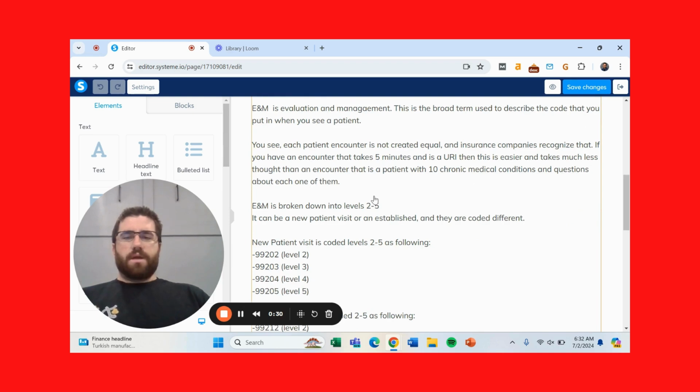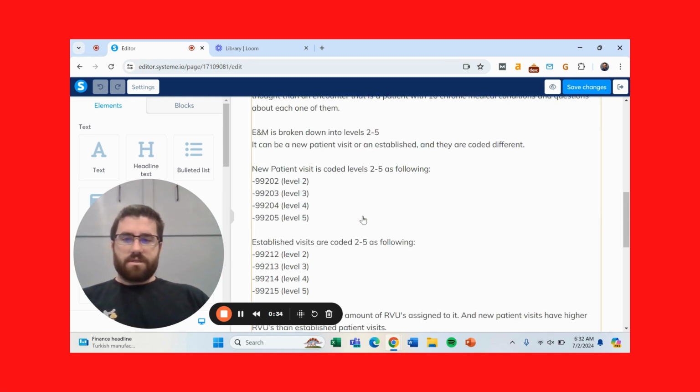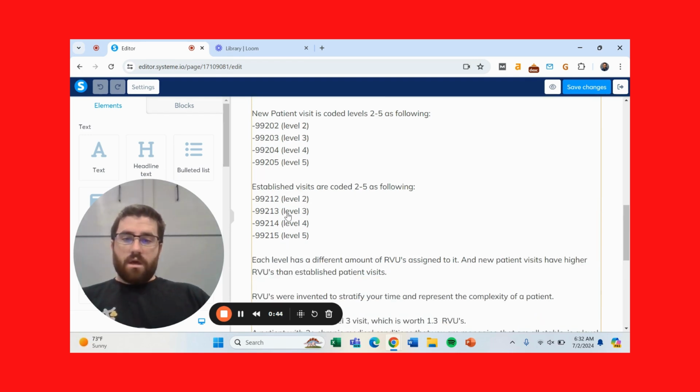E&M is basically broken down into, like I just said, levels 2 through 5, okay? It can be a new patient or an established patient visit. New patient visit coded levels are 2 through 5, right? So 99202 is level 2, up to 99205 is level 5. That's an E&M new patient visit. E&M established patient visits are 99212 to 99215. That's level 2 to level 5, and we'll talk about each of these as we go, okay?